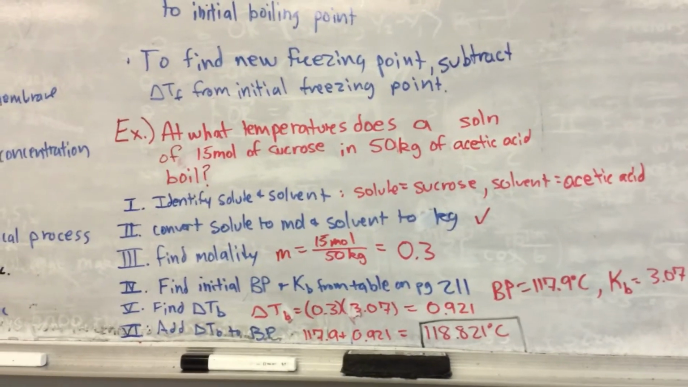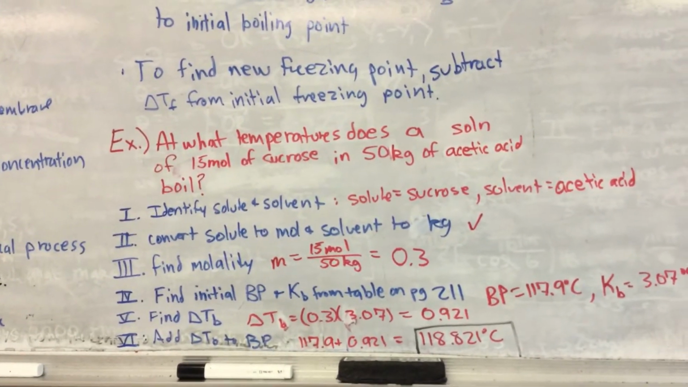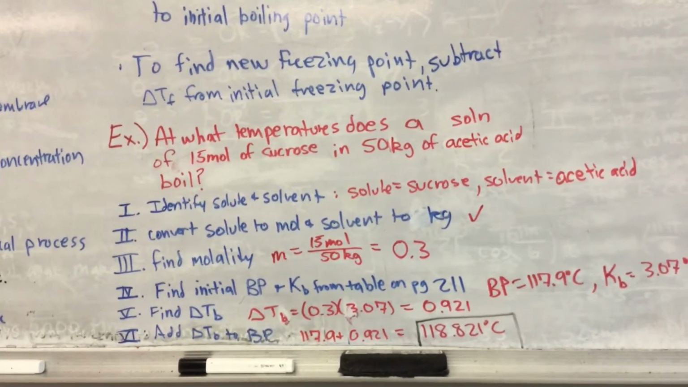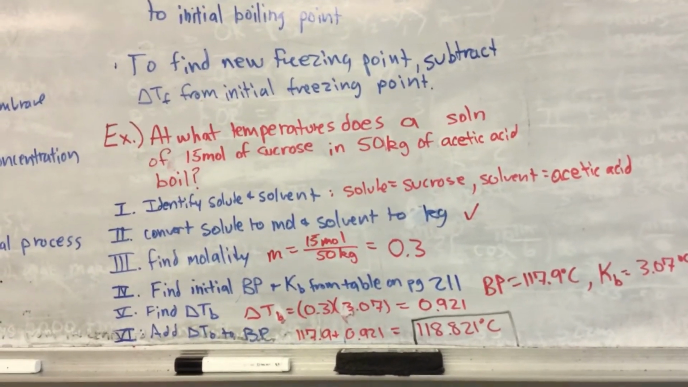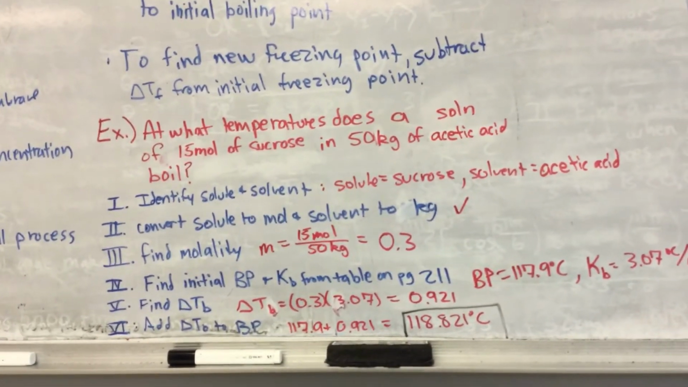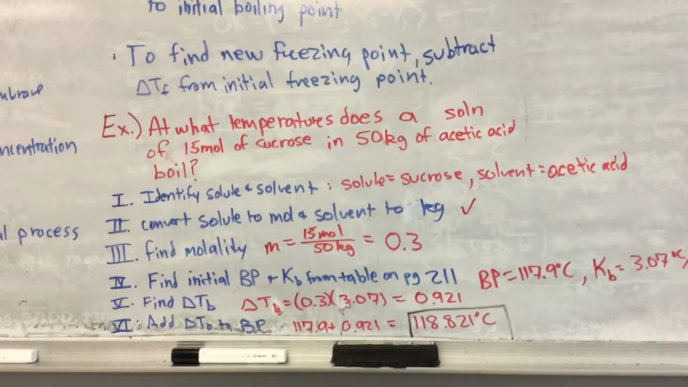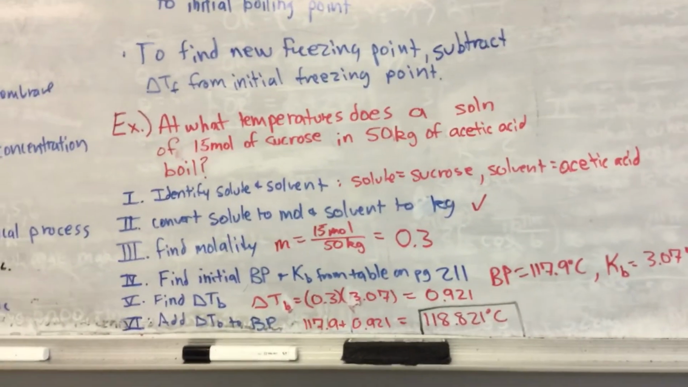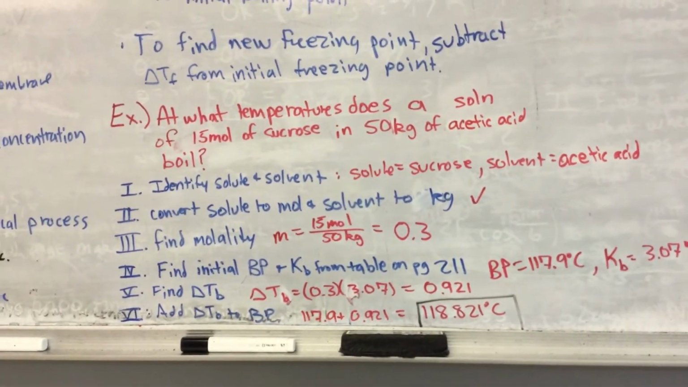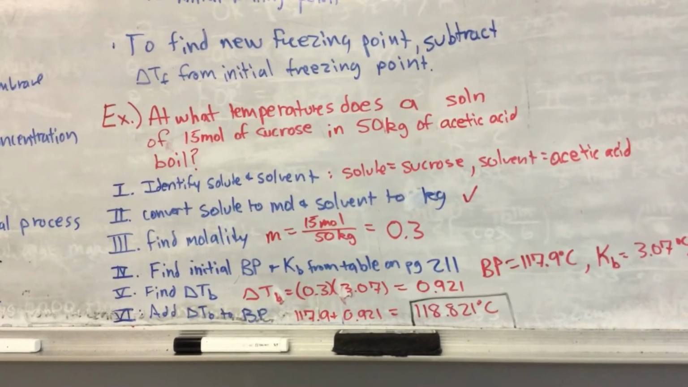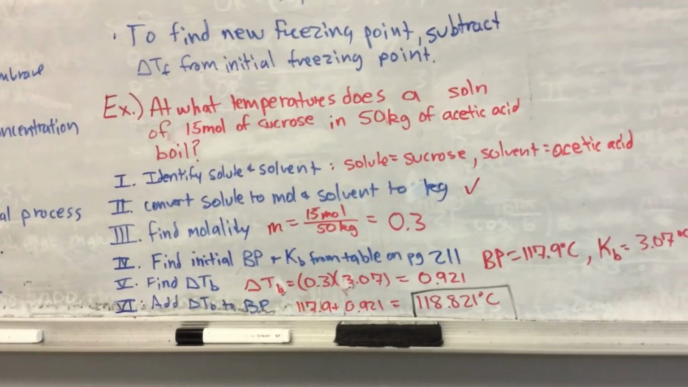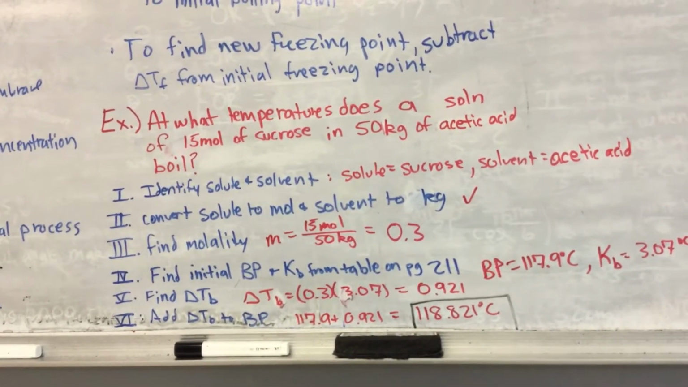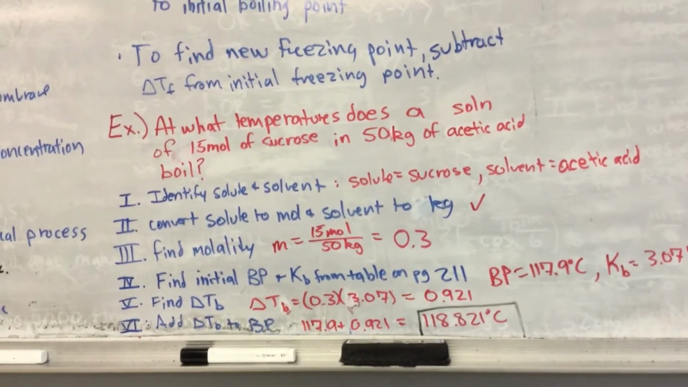Okay? So for the sake of this question, we're just going to assume the acetic acid is the solvent, and we're going to assume that the sucrose is the solute. An easy way to tell, there will always be more solvent than solute. So to find the molality, we first need to convert our solute to moles and solvent to kilograms. Not a problem here, we already have them in those units. Next, we just take the moles of solute divided by the kilograms of solvent.